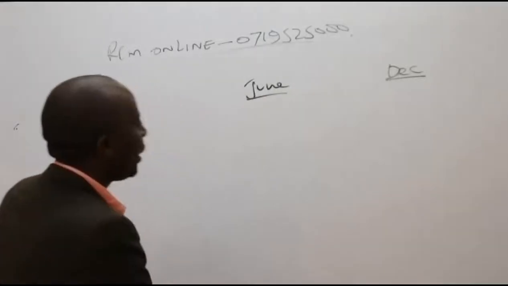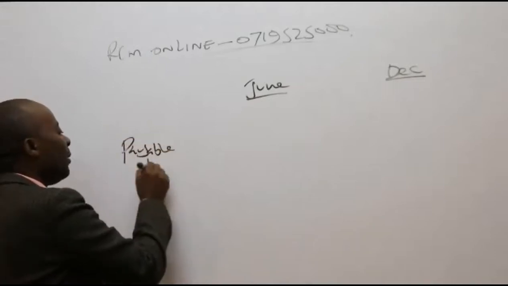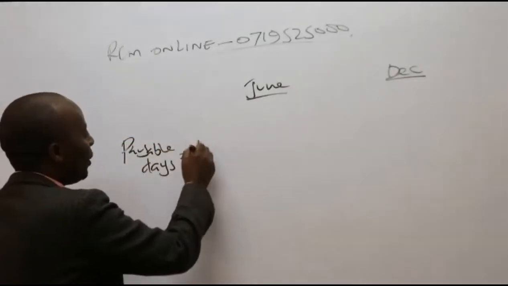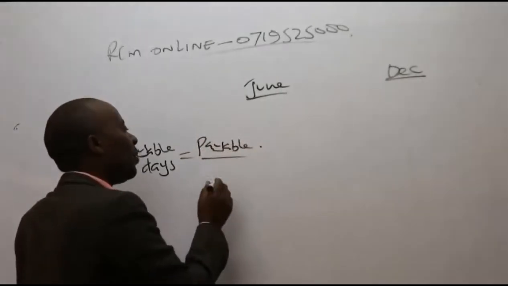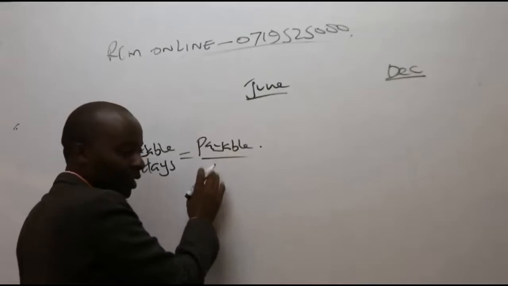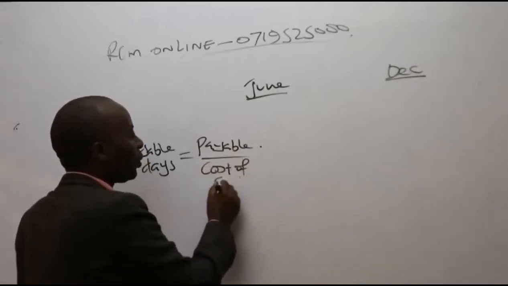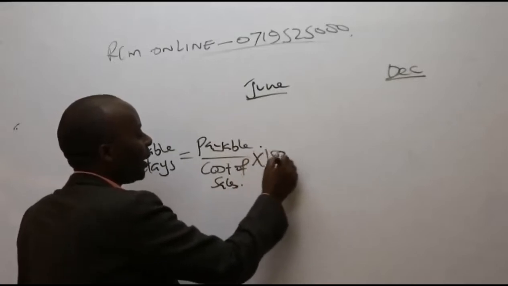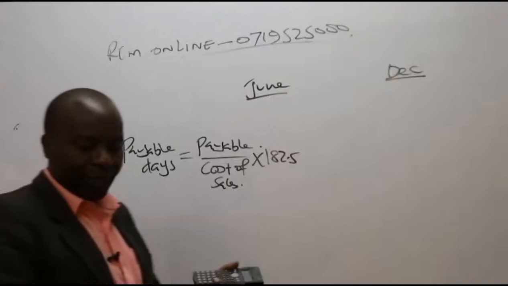So payable days, to get the payable days, what do we have here? We have the payable divided by what here, somebody? Payable, of course, is found under cost of sales, divided by cost of sales, times, in this particular case, 182.5.